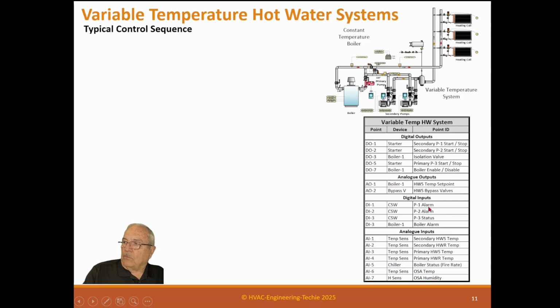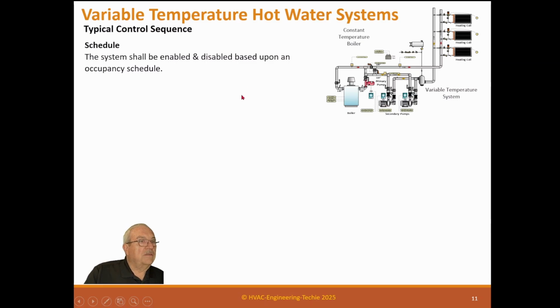Digital inputs: DI1 is a P1 alarm, DI2 is P2 alarm, DI3 is P3 status, primary pump status, and DI4, that should be 4, is boiler alarm. Analog inputs: AI1, hot water supply temperature of the secondary. AI2 is secondary hot water return. AI3 is a primary hot water temperature. AI4 is a primary hot water return. AI5 is a boiler status fire rate. AI6 is outside air. AI7 is outside air humidity. And that's a point list for a variable temperature system.